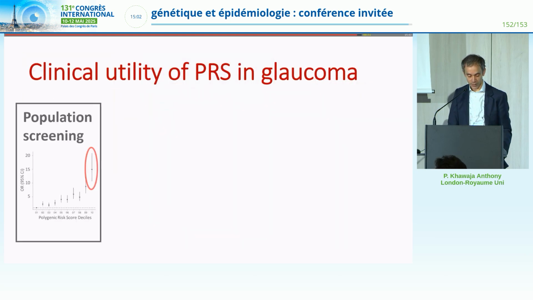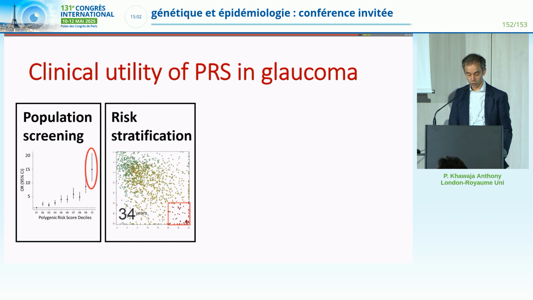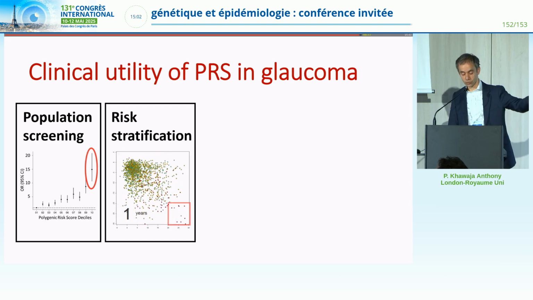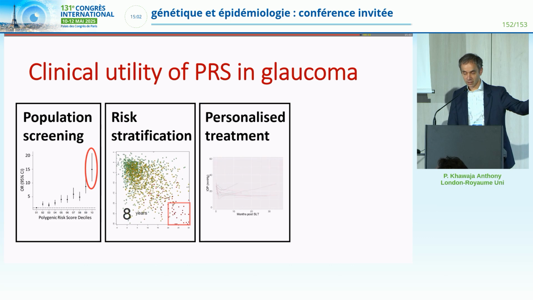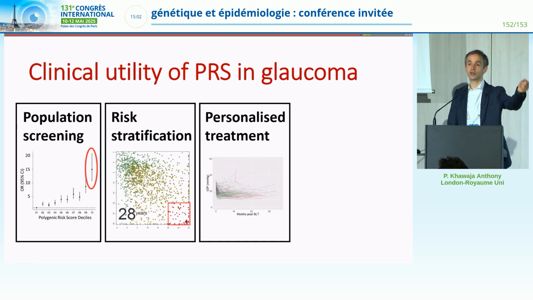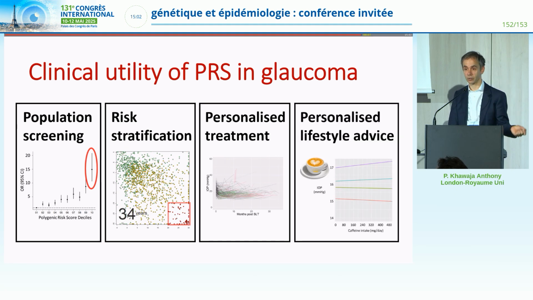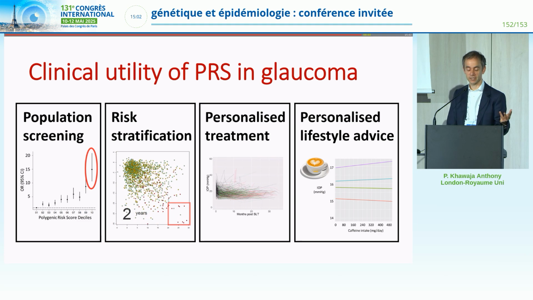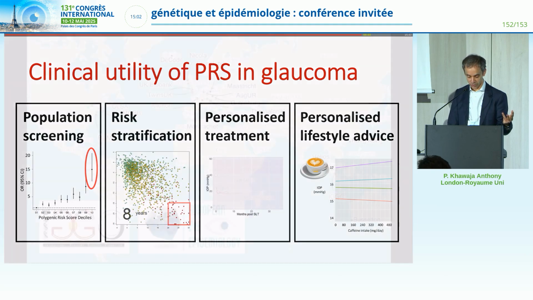So hopefully I've persuaded you that PRS, the polygenic risk score, would help us for screening of glaucoma, for identifying those at highest risk so we can treat them more intensively. Help us pick which is the right treatment that's going to work for your patient, rather than our current trial and error. Let's try laser, let's try drops, and so on. And I think it's also going to help us personalize the lifestyle advice we give our patients.